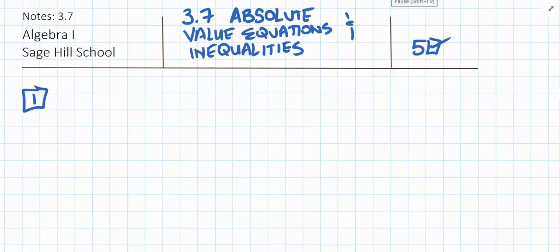3.7, we're going to be talking about absolute value both in equations and in inequalities. So let's begin with something that you might already know. What does the symbol for absolute value look like? Like two bars, right? Like x is trapped between two bars. So if I gave you the absolute value of x, let's say as an example, is equal to 5, what is the meaning behind this statement? Absolute value of x is equal to 5.